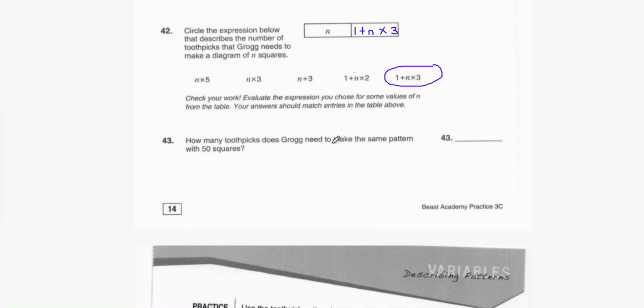How many toothpicks does Grog need to make the same pattern with 50 squares? So we can evaluate the expression we found in the previous problem for n equals 50. When n equals 50, the expression 1 plus n times 3 is 1 plus 50 times 3. And that equals 1 plus 150, which is 151.